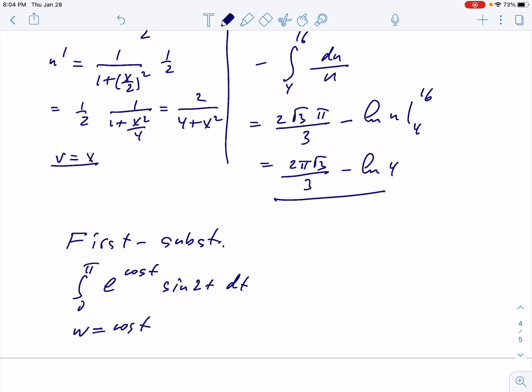What will happen then with dt? I shall keep this a little bit, to do a little bit later. First, changing the limits. When cosine is 0, w is 1. Then we have negative 1. When t is pi, w will be negative 1. We have exponential power w.